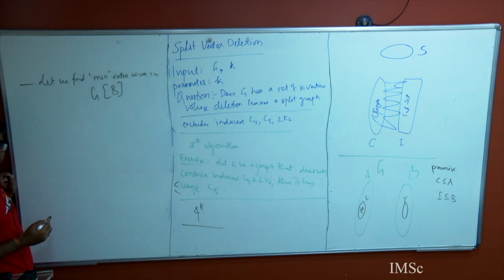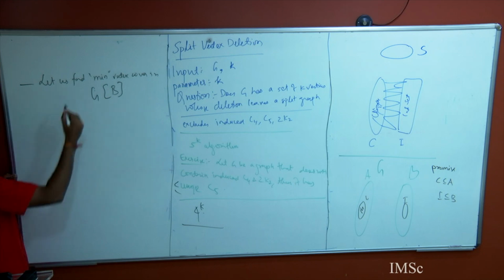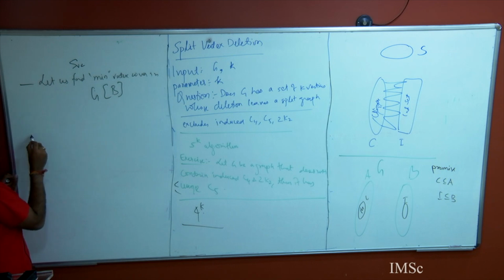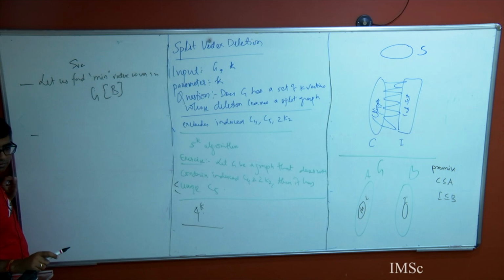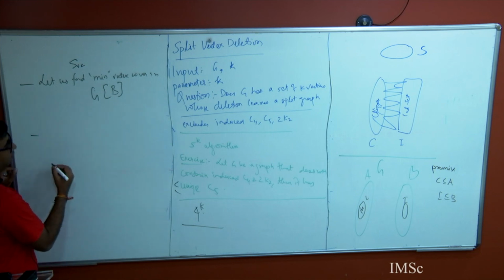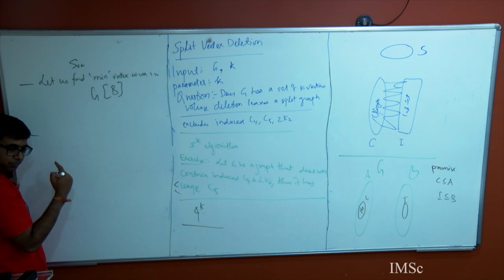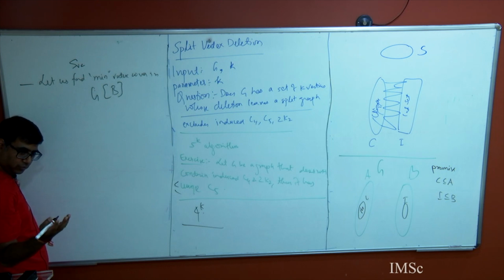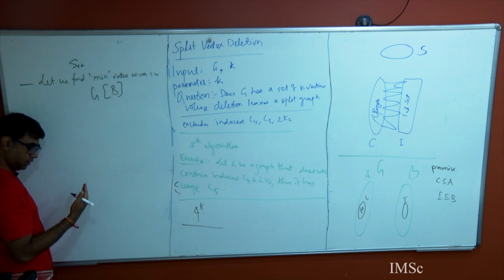Suppose I find a minimum vertex cover. Let's call it S vertex cover. What else should I do? And what do I need to find there? You wanted a clique in it. Okay, so what you want to find is a max clique. So what is max clique in this graph?